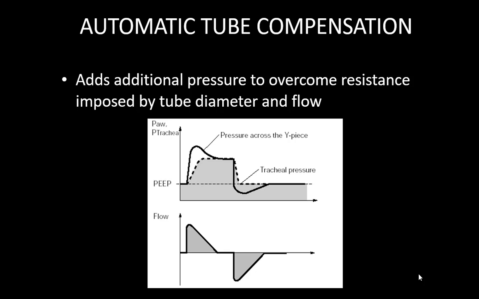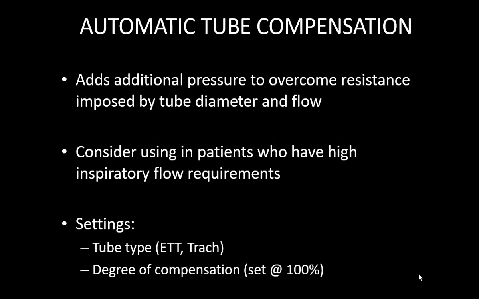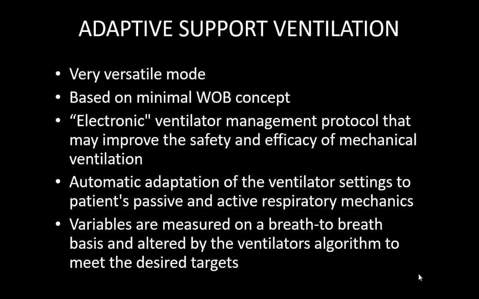So what it will do is add some additional pressure to overcome that resistance. So when you are giving, say for example, a pressure support of 10, the ventilator will try to give maybe 12, 13, depending on the calculation done by the ventilator, based on the size and the type of tube. So it will apply a little higher pressure, and in expiration it will go below PEEP. It will apply lower pressure than the PEEP just to facilitate the expiration. So it adds additional pressure. We can consider using it in patients who have high inspiratory flow requirements. Setting I have already discussed.